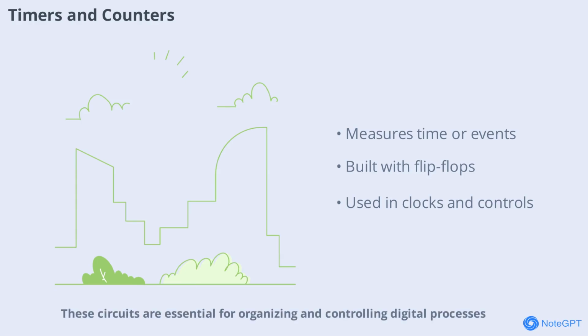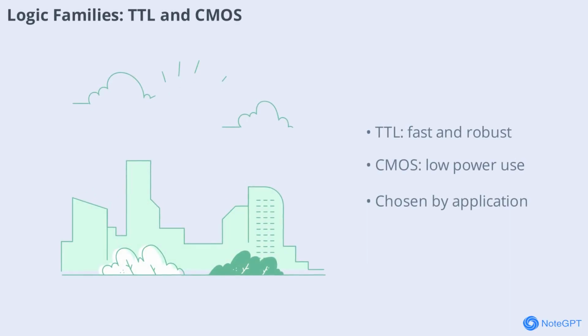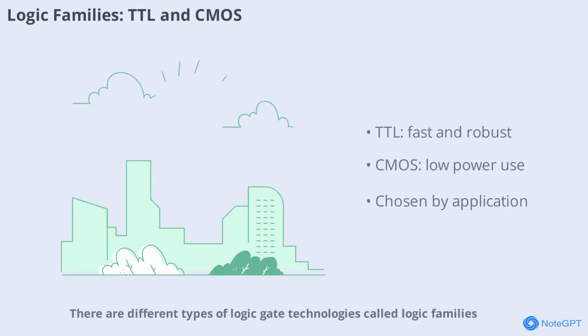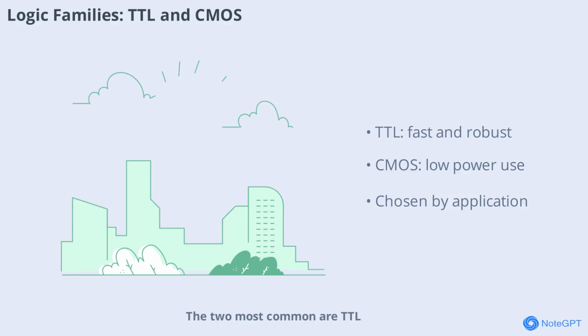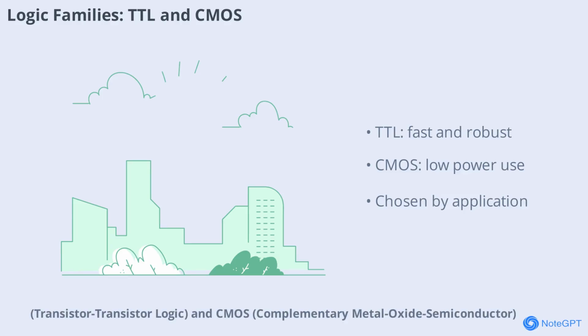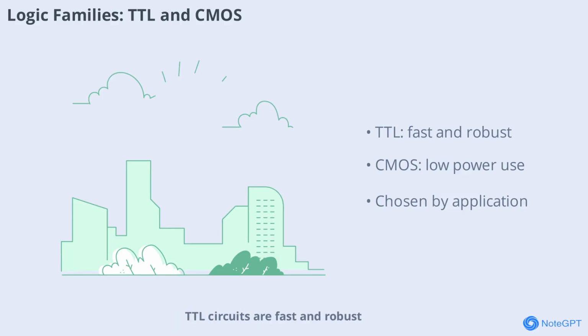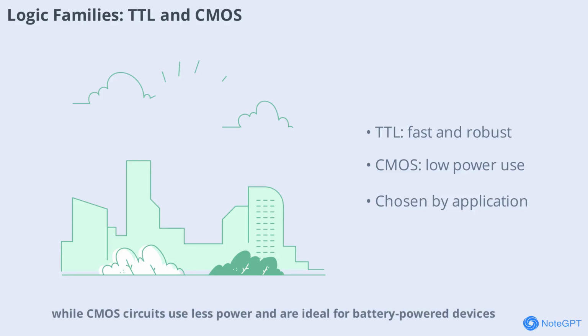These circuits are essential for organizing and controlling digital processes. There are different types of logic gate technologies, called logic families. The two most common are TTL, transistor-transistor logic, and CMOS, complementary metal oxide semiconductor. TTL circuits are fast and robust, while CMOS circuits use less power and are ideal for battery-powered devices. Each logic family has its own strengths and is chosen based on the needs of the application.